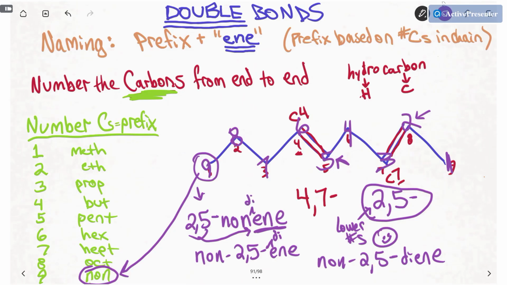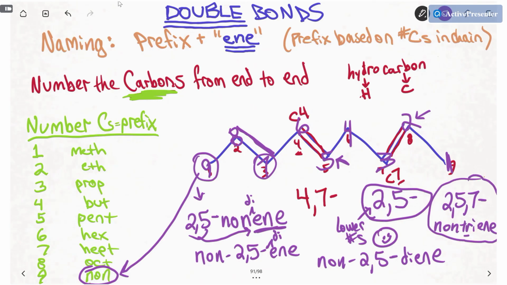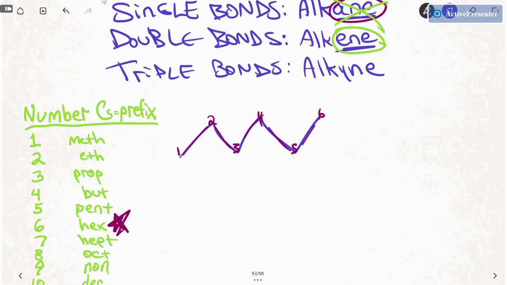And if there are three double bonds instead, there's another one here. Let's say this one starts at carbon 7. We would have 2,5,7-nonatriene. Nonatriene. So that would be three double bonds. Triene. The ene means double bond. The tri means three. So you are going to use these prefixes: di meaning 2, tri meaning 3, tetra meaning 4. Now, what if you have a triple bond?